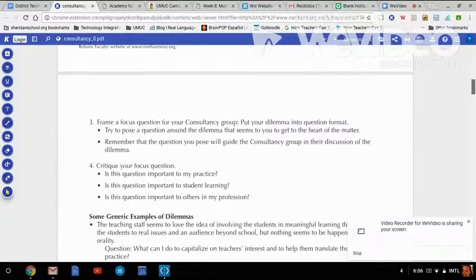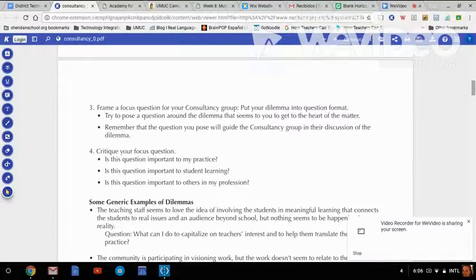Then number three, we are going to frame a focus question for the group. So we're going to take our problem and put it into a question format. And number four, we're going to critique our focus question. So each step takes you one step further in the process of coming to a solution. And we're going to ask ourselves if this question is important for us in our own teaching. Why do I feel the way that I do about this?